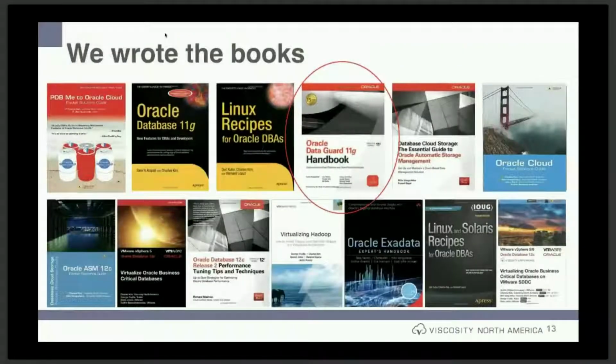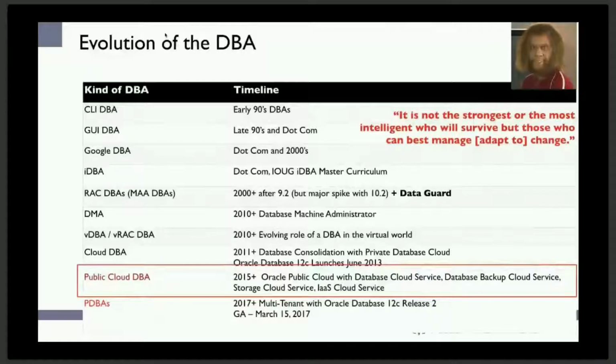All right, so we at Viscosity have written about 20 books. From a public cloud perspective and from a DBA perspective, in the past 27 years of my career, we have evolved quite a bit. When I first graduated college, we had to know Unix in and out.